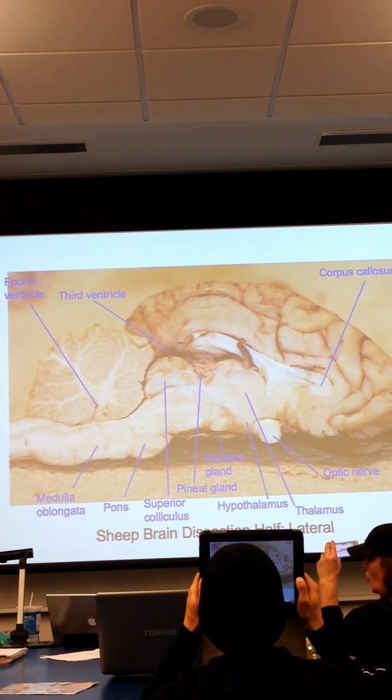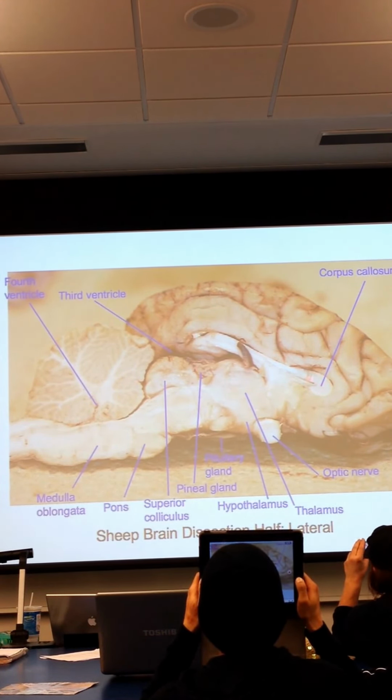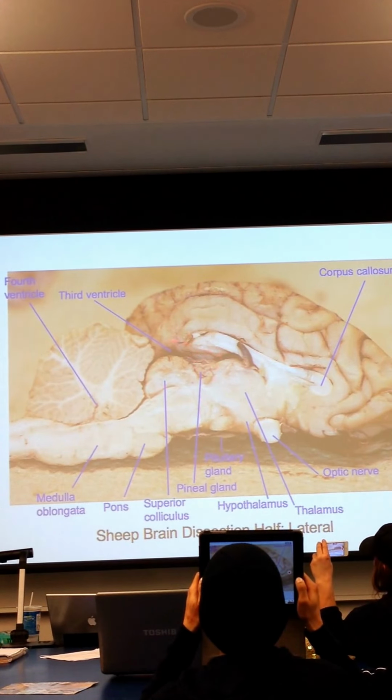Are there any favorites? No, there's not, actually. There's a good chunk of them that are often picked from. One thing I will point out that students tend to confuse quite a bit is the corpus callosum and the superior colliculus. Your superior colliculus is more ball-like, and it's closer to the cerebellum.